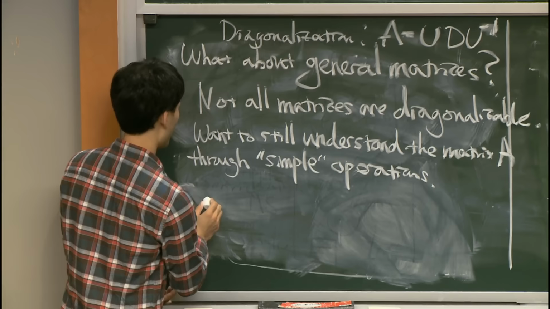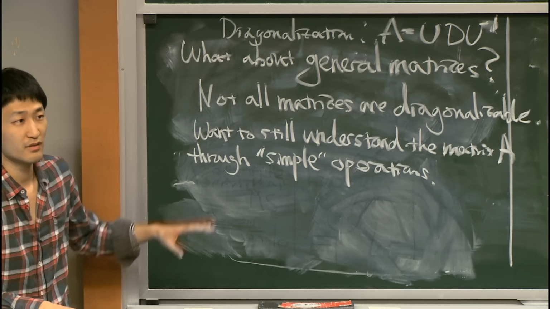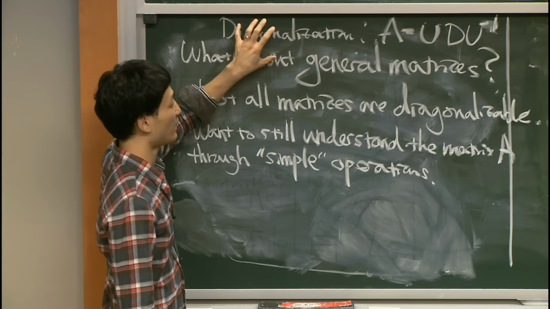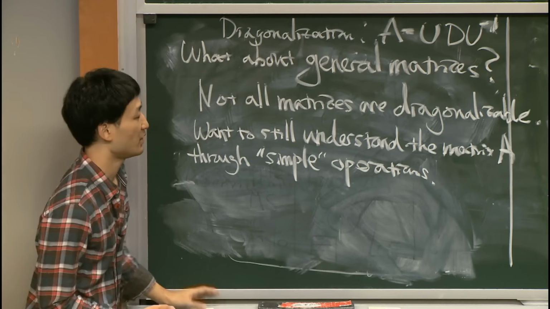Luckily, the good news is there is a nice tool we can use for all matrices, even though it's slightly weaker than this diagonalization. Still, it distills some very important information of the matrix. It's called singular value decomposition.